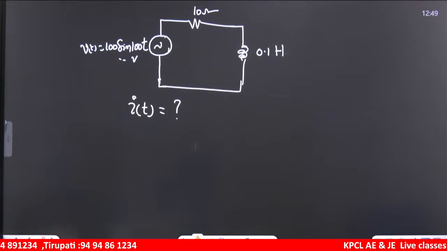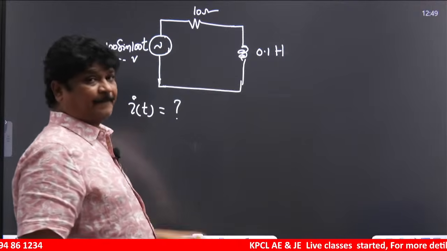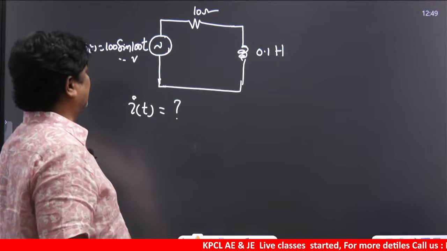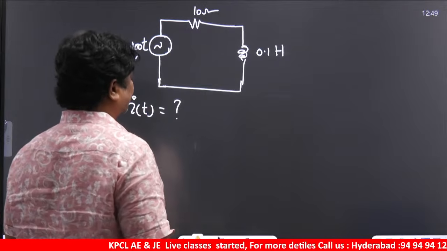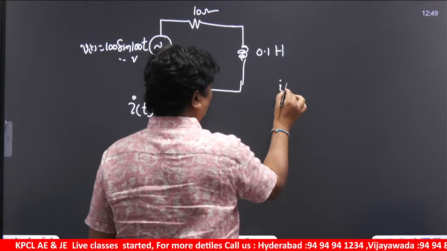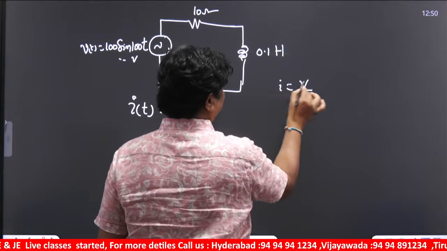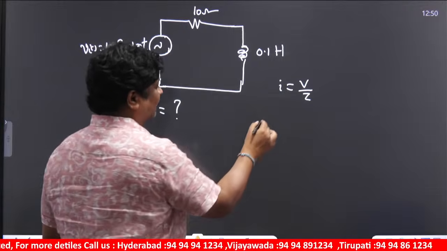So see here, if you want to write the I of t equation, first of all, you try to find what is Z, ma. Current I is equal to V by Z.